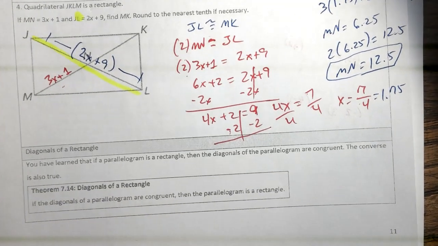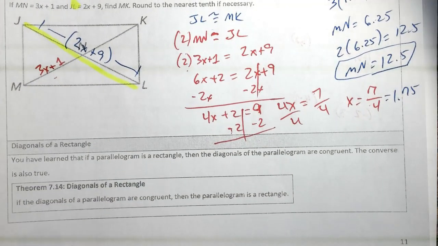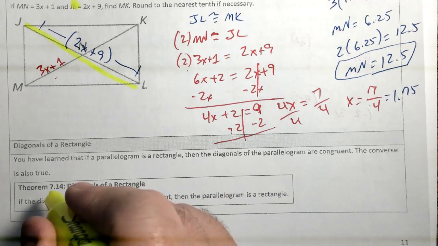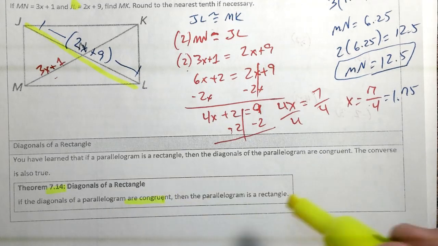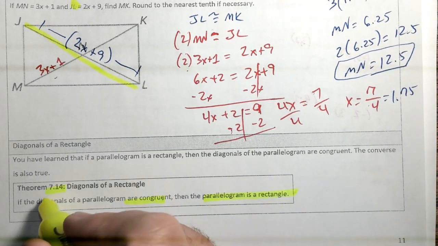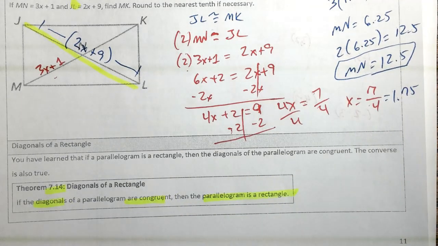Okay, moving down. Diagonals of a rectangle. You've learned that if a parallelogram is a rectangle, then the diagonals of the parallelogram are congruent. The converse is also true. So for 7-14, if the diagonals of a parallelogram are congruent, then the parallelogram is a rectangle. So just the opposite of what we said a moment ago.